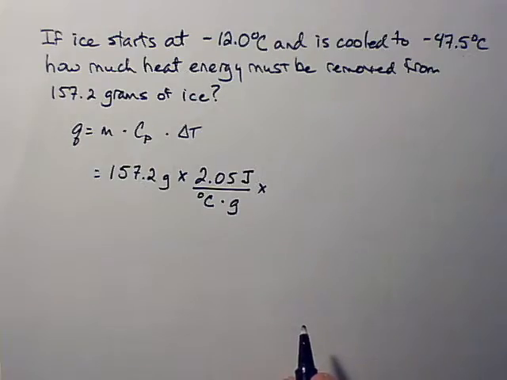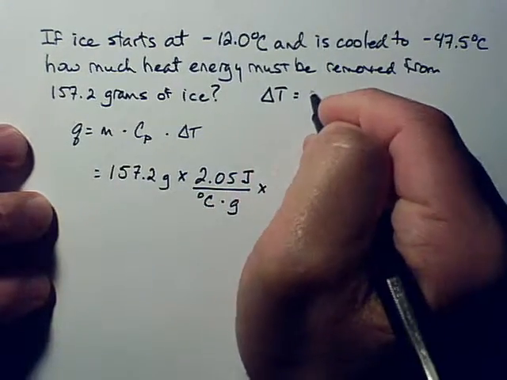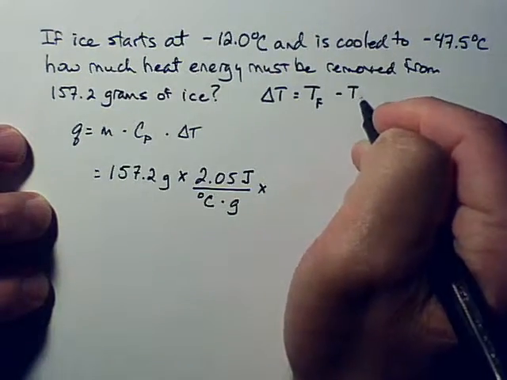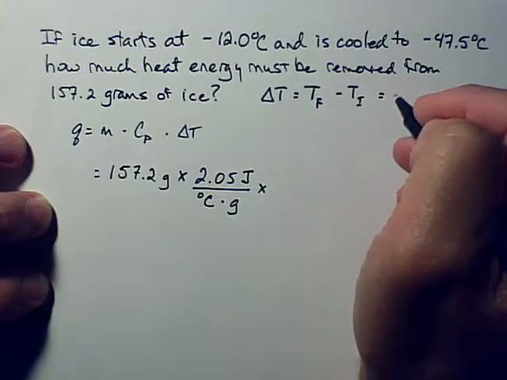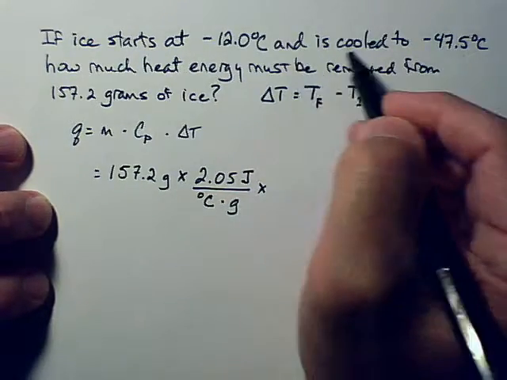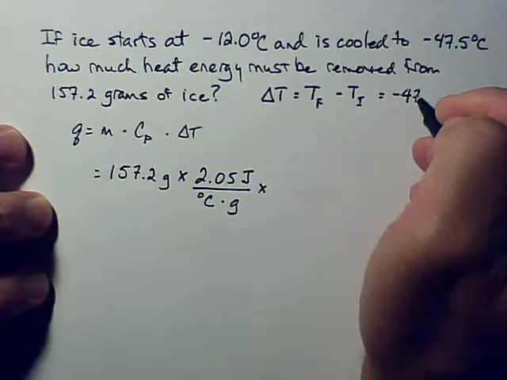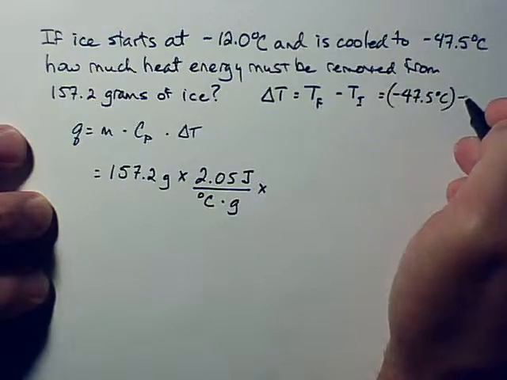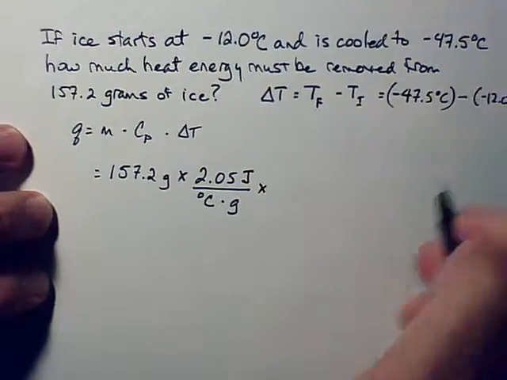For the temperature change, let's just make sure we're clear about that. Temperature change is always the final temperature minus the initial temperature. Okay? So the final temperature, we're cooling it down to this, that's the final temperature, negative 47.5 degrees C, minus the initial temperature, which is negative 12 degrees C.